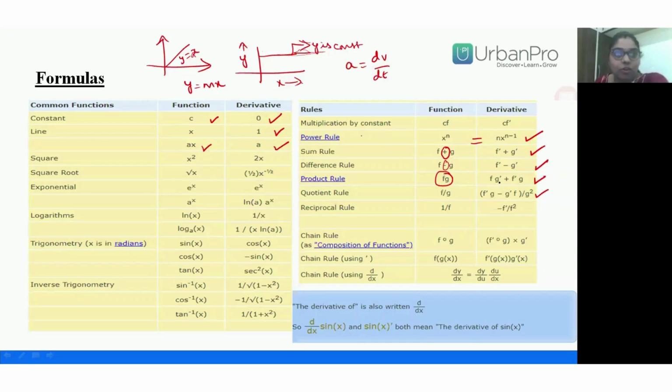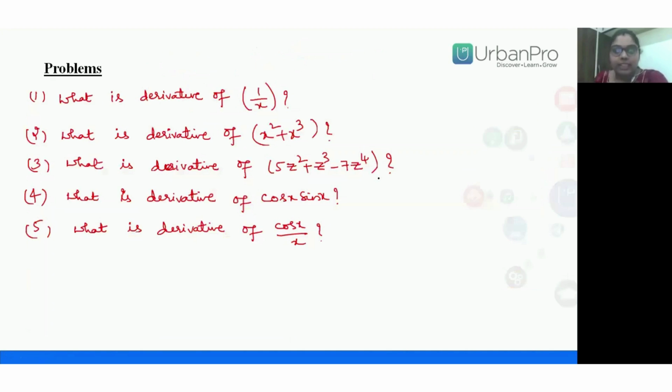Now I'll show you some examples. We will do it together, then you will be able to understand. So this is the reciprocal rule. 1 by f, we can write as f power minus 1. So the derivative is minus 1 times f power minus 1 minus 1, which means minus f power minus 2. You can do it that way. Let's see how to do this using the examples.